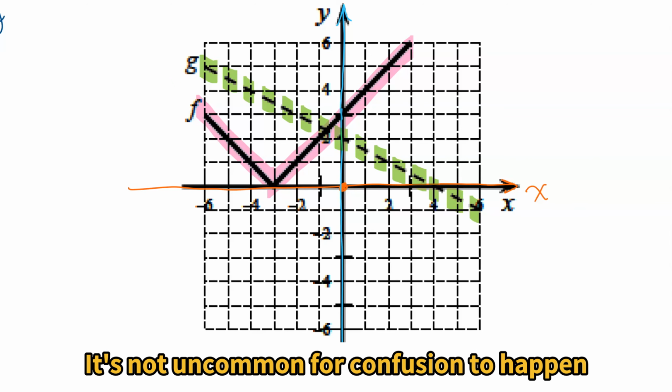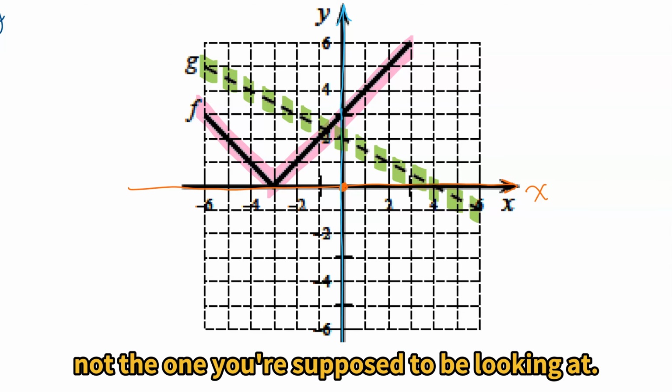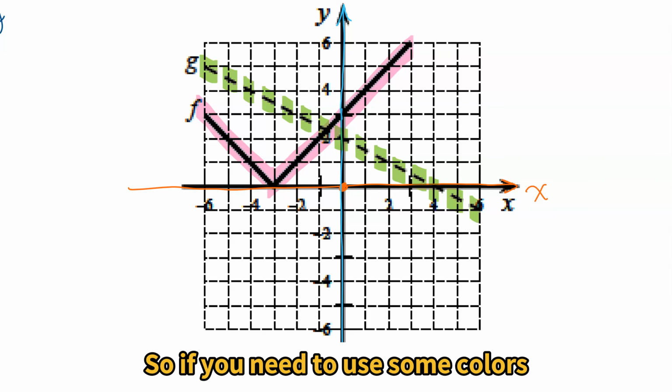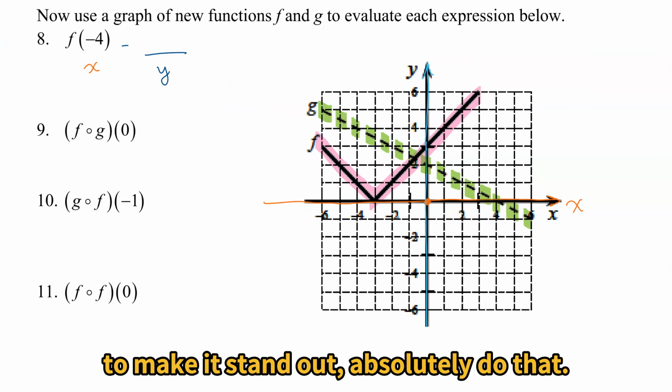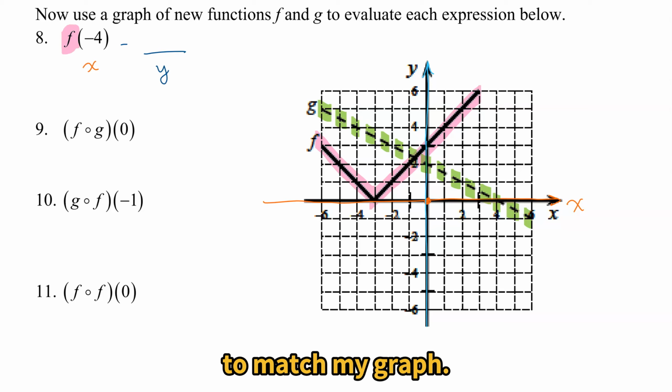It's not uncommon for confusion to happen because your eye jumps onto the other function, not the one you're supposed to be looking at. So if you need to use some colors to make it stand out, absolutely do that. There's nothing wrong with that. I'm going to put that f in pink right there to match my graph. And now I want f of -4.